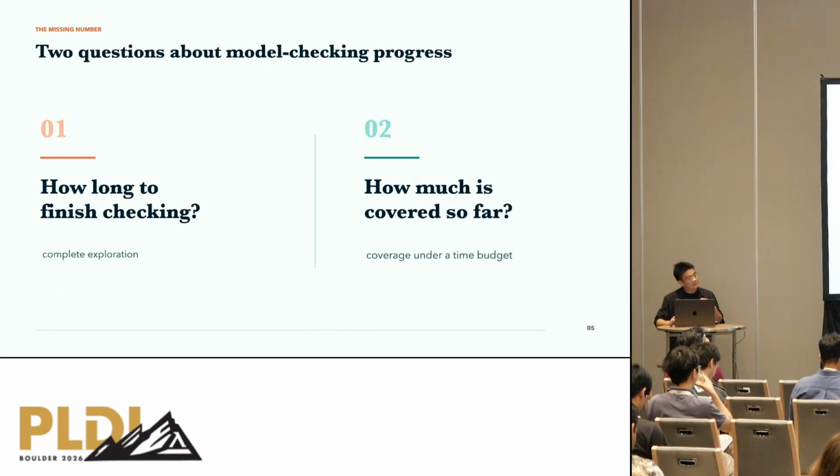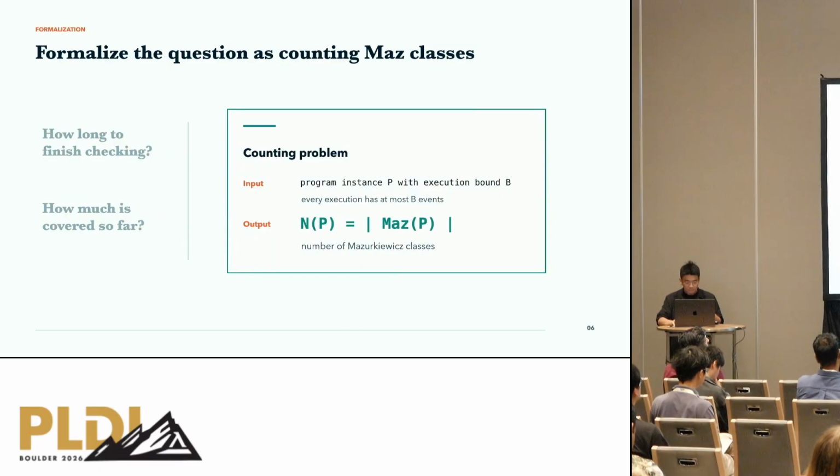So in practice, there are 2 questions that are specifically related to the model checking progress. The first question is basically how long does it take for my model checker to finish? I would like to know, is it worth it at all to run the model checker on a concurrent program? And if so, how much time should I allocate? The second question is that if I run my model checker for a fixed time budget, and it doesn't finish, I would like to know at least how much of the search space is covered.